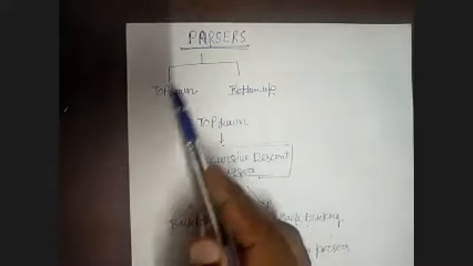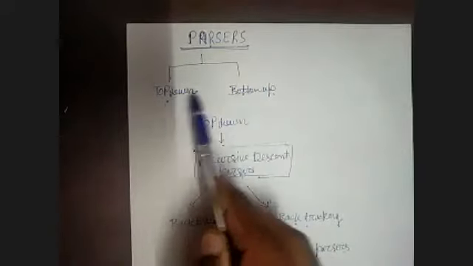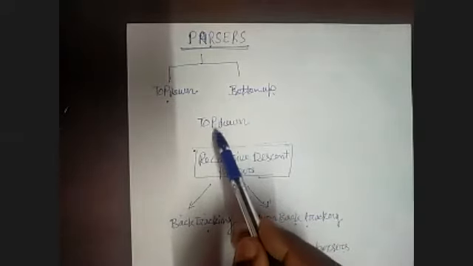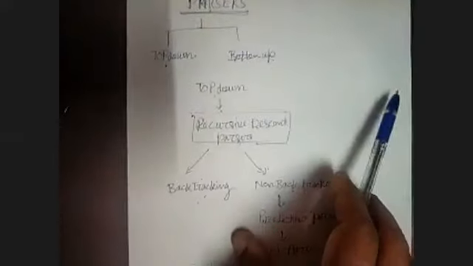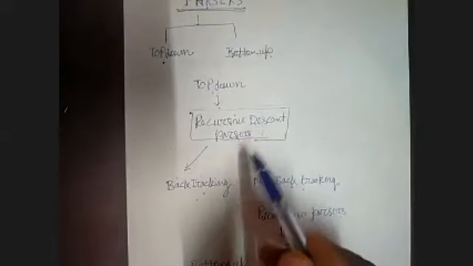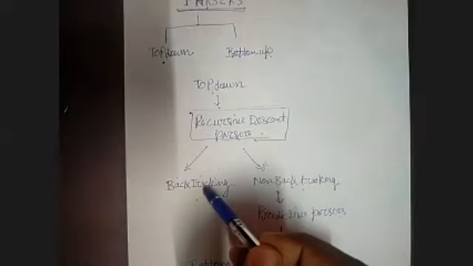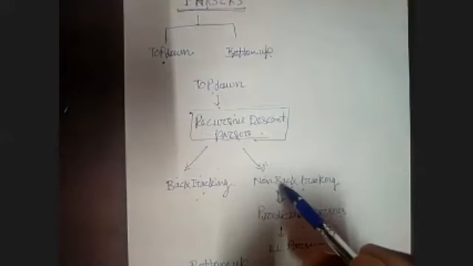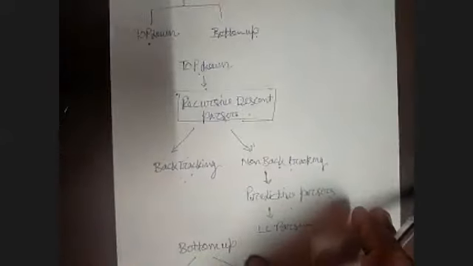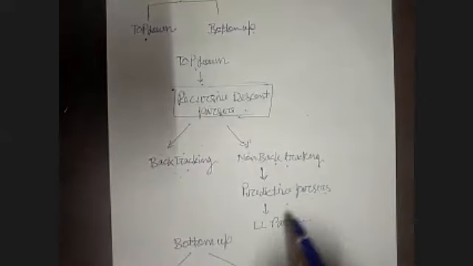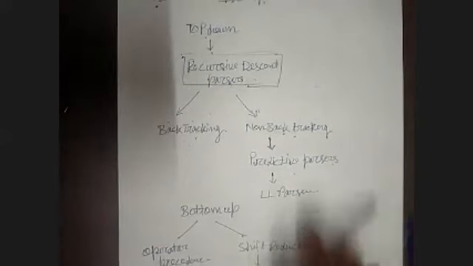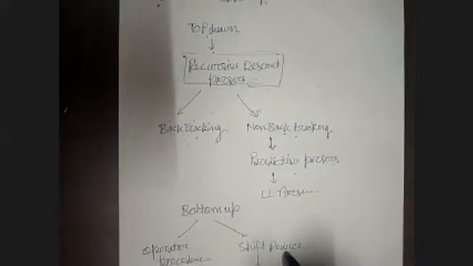So parsers are classified into basically two types, top down and bottom up. Top-down parser is again classified into recursive descent parser, and recursive descent parser is again classified into two different parts. First is backtracking, that is called the brute force method, and second is non-backtracking. Non-backtracking is again classified into predictive parser and LL parsers, right? Now, bottom-up parsing is again classified into two types. First is operator precedence parser, and second is shift-reduce parsers.